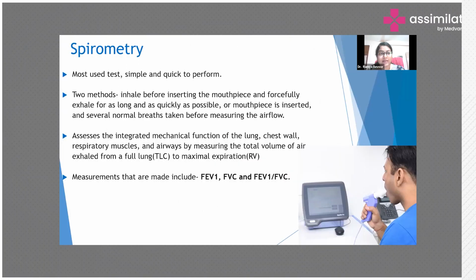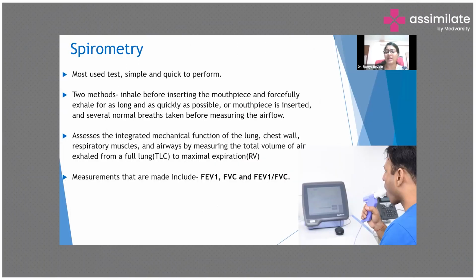So coming to the spirometry. Spirometry is very commonly used. It's one of the most commonly used pulmonary function tests. It's very easy to perform and you can just do it in your OPDs as well. There are two ways in which you can do a spirometry.